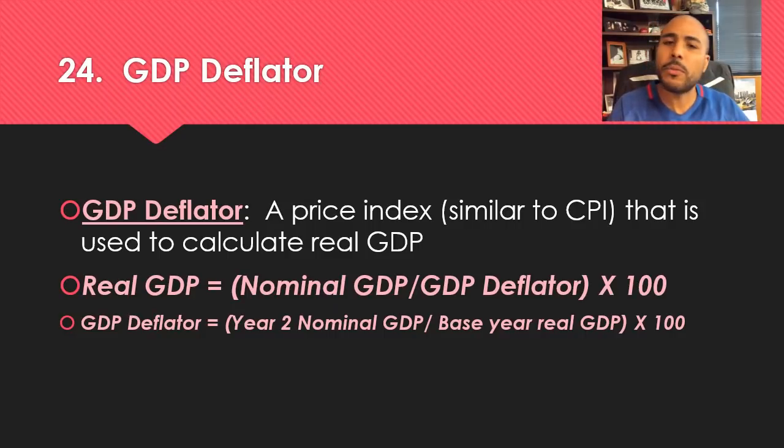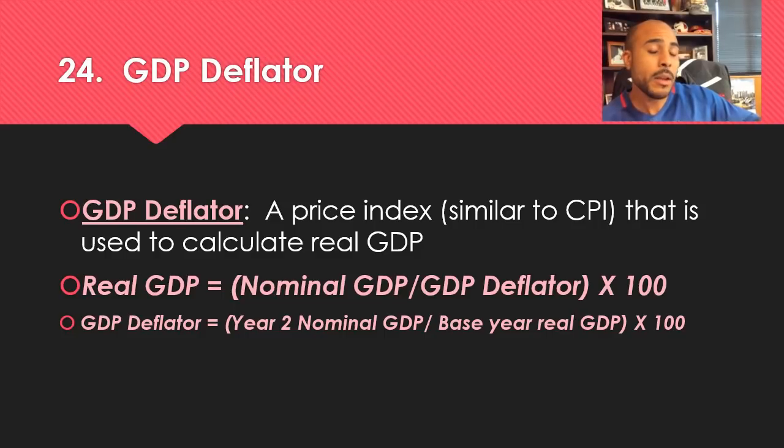Now, the GDP deflator is the same thing, except instead of being for the market basket of goods, the GDP deflator removes inflation from our GDP. So it's a price index that is used to calculate real GDP. Real GDP is equal to our nominal GDP divided by the GDP deflator times 100.